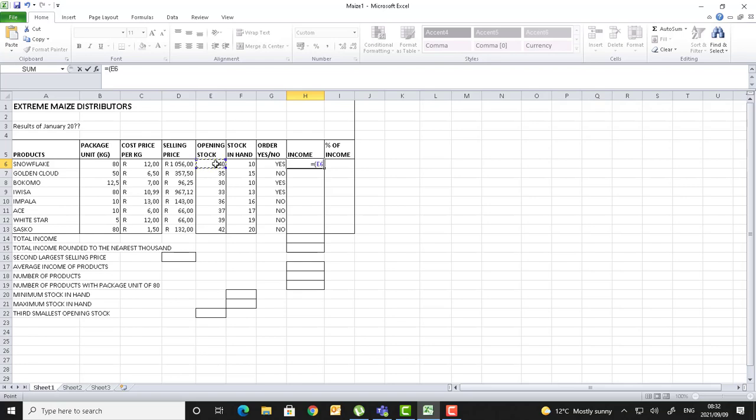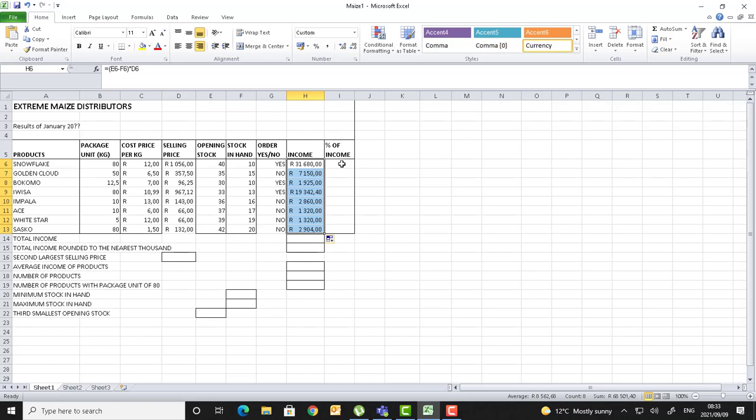So opening stock minus stock in hand, then I close the bracket. The last one will be outside the bracket for me to get an accurate answer, multiplied by selling price. So I will go to click selling price there. Okay, then enter. So this is the income after I sold everything there. Autofill, I get all the other answers. Total income equals to total of the income column.